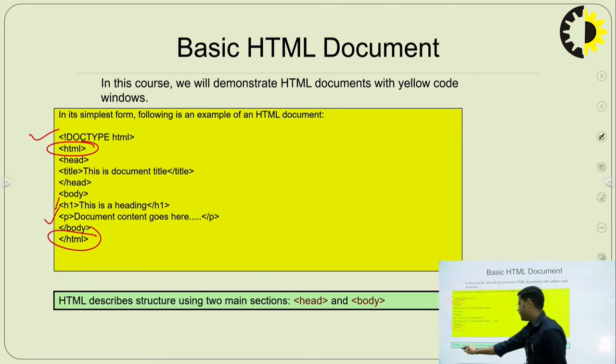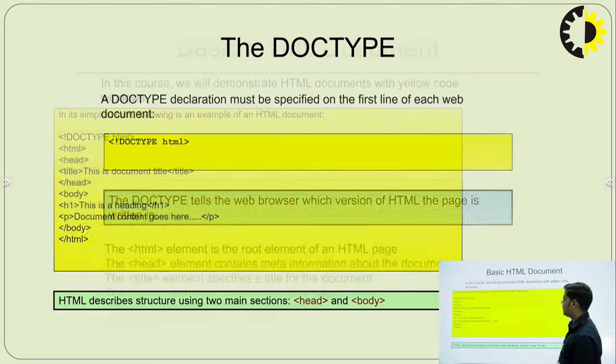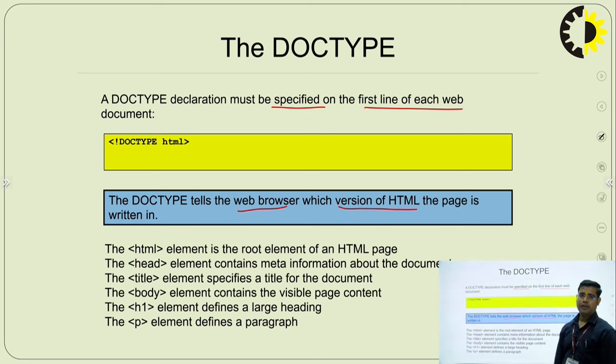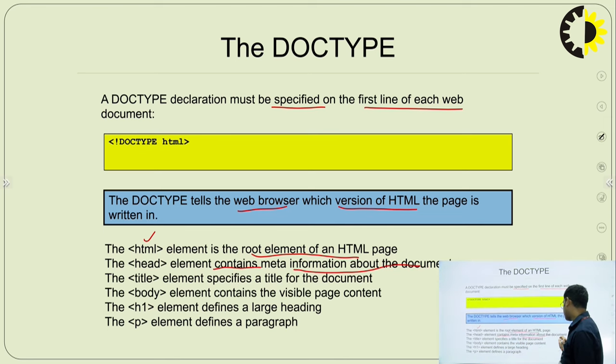It describes the structure using two main sections called head and body. So the basic structure is provided through these two main sections. The doctype declaration must be specified on the first line of each web page. It tells the web browser which version of HTML the page is written in. The HTML element is the root element of an HTML page. The head section contains meta information about the document. The title specifies the title for your web page. Then the body section.